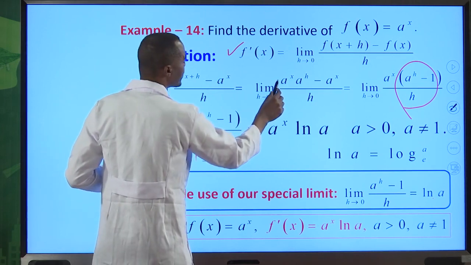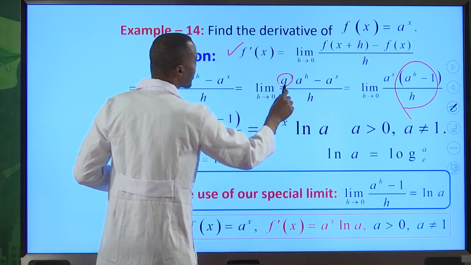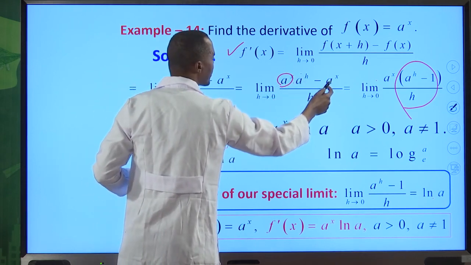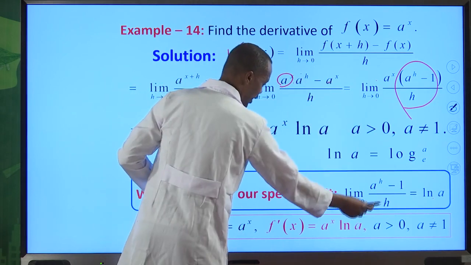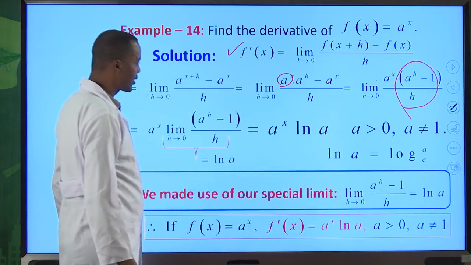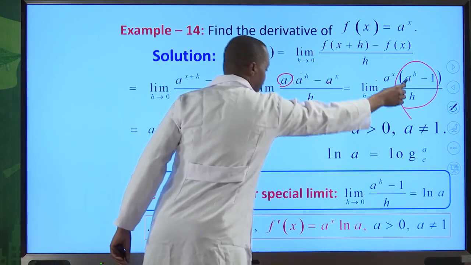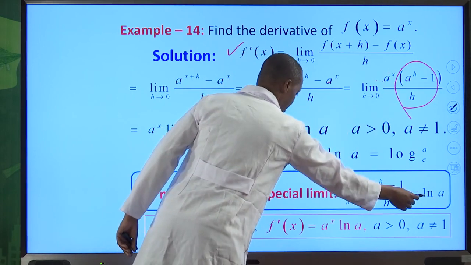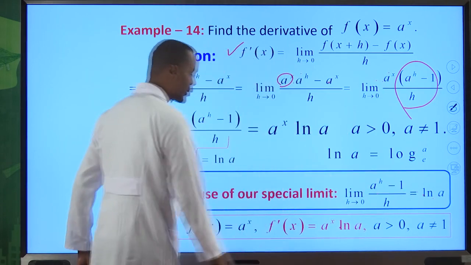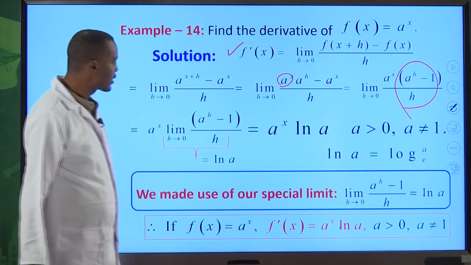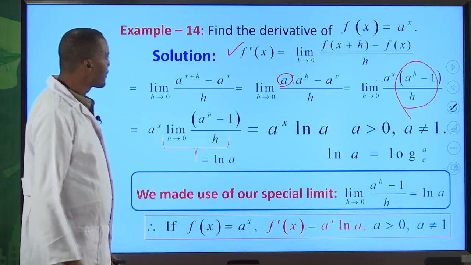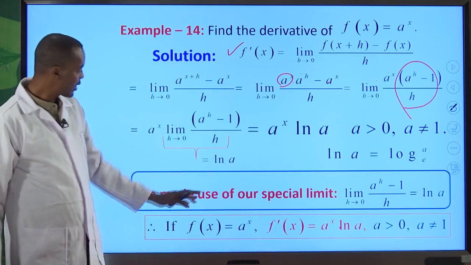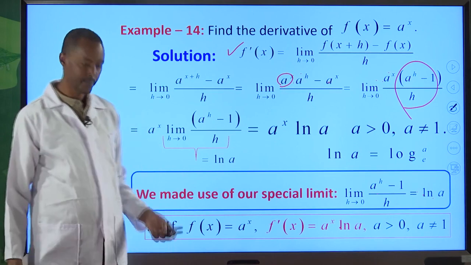For example, in this case, you simply factor out a to the power of x as in here. Then a to the power of h minus 1 over h will be left. That is one of our special limits, and that special limit is simply ln a. So this is a to the power of x times ln a. That's why we directly wrote this one. It is so straightforward, but you have to make the right choice. Once you make the right choice, everything is quite simple.